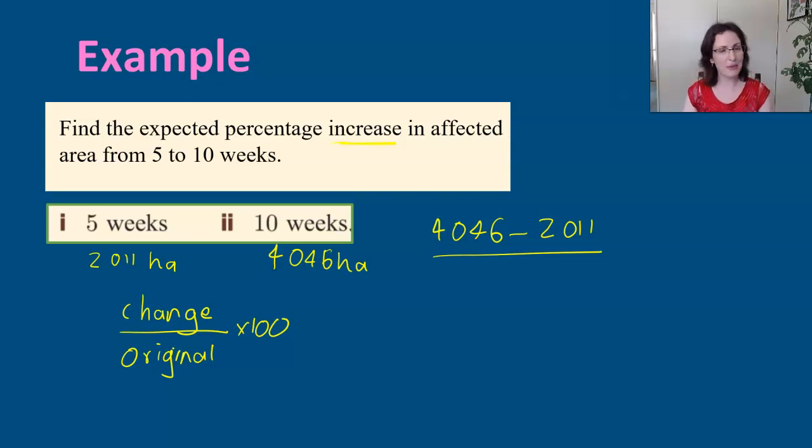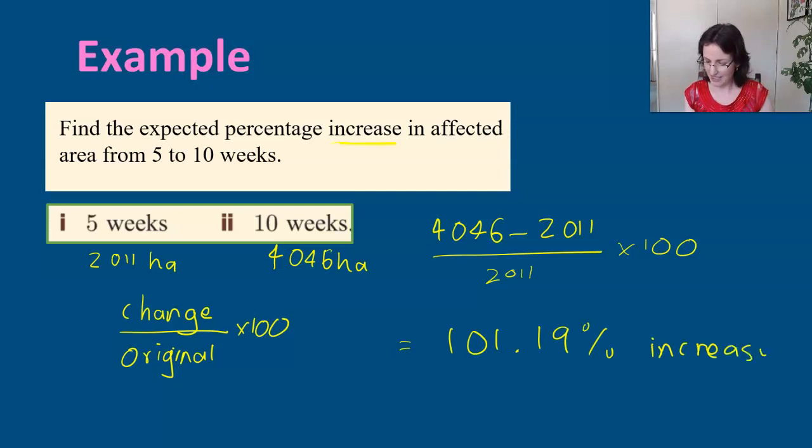Over the original, what do I mean by that? It's the original number. So where did we start from in time? It was 5 weeks. So the 5 weeks number is this 2011, and multiply that by 100 to get it into percentage. Typing that in your calculator and you get 101.19%. So that's the increase that we've expected. I guess another way of saying that is double. You can see that the numbers have nearly doubled. In terms of a percentage increase, it's a 100% increase is also another way of implying double.